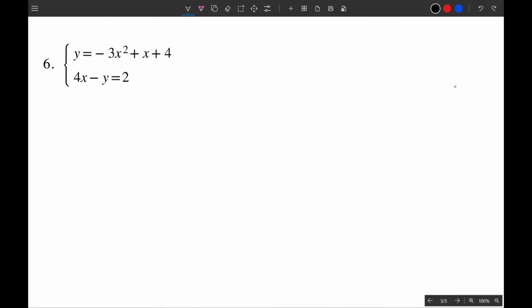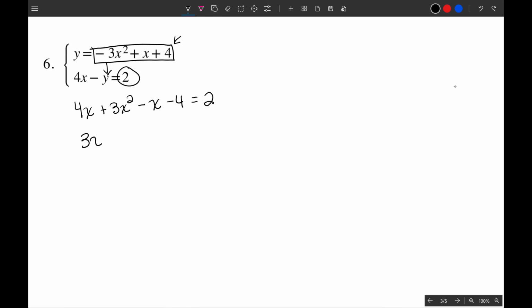All right, so on number 6, again, I see that I have y equal to all this. I'm going to replace this y with all of that. Now I'm going to kill 2 birds with 1 stone here, and I already know I have to distribute this negative. So as I write down this in place of y, I'm going to go ahead and change the signs. So that makes this a positive 3x squared, a negative x, a -4, and then we have equal to 2. Combine your like terms. So we have 3x squared, 4x minus 1x is 3x.